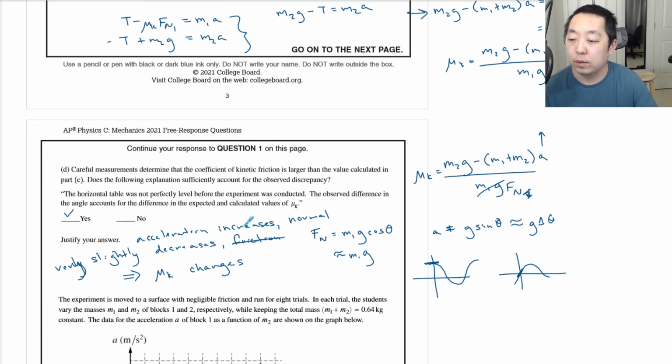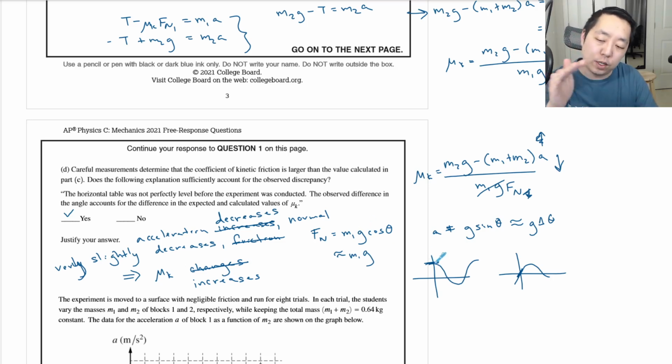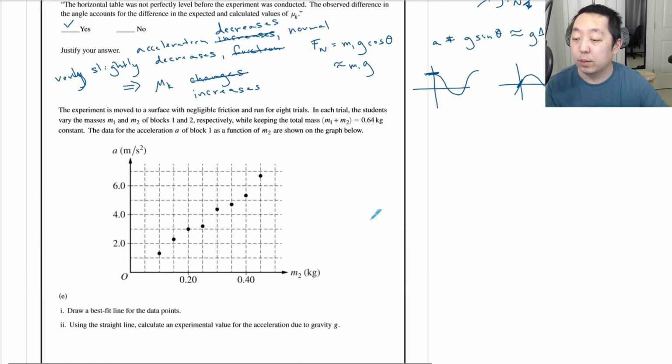So you could say the acceleration decreases, and mu k increases, because from this relationship, the acceleration would go down and the normal force would be about the same. Like I said, cosine has a very weak dependency on small changes in angle, whereas sine has a larger dependency on small changes in angle. So, okay, cool. I think that part was a little bit harder than the set 1 question.